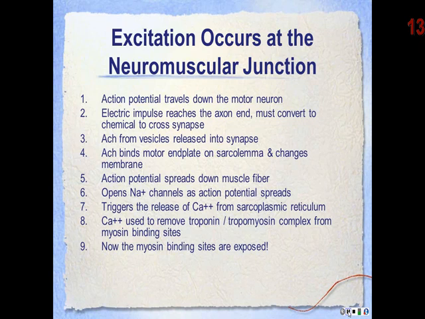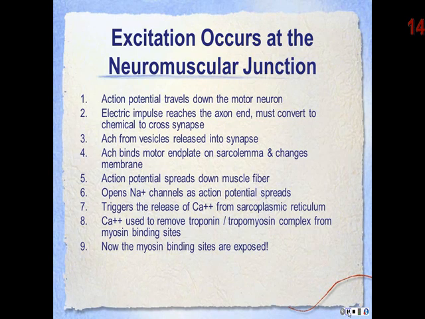The action potential travels down the motor neuron to communicate the message started in the brain to have the muscle contract. When the electrical impulse reaches the axon end of the neuron, we must convert the electrical signal to a chemical to cross the synapse. Acetylcholine is released from the vesicles into the synapse to bind the motor end plate on the sarcolemma. This changes the membrane so the action potential can spread down the muscle fiber. This occurs by opening the sodium ion channels as the action potential spreads.